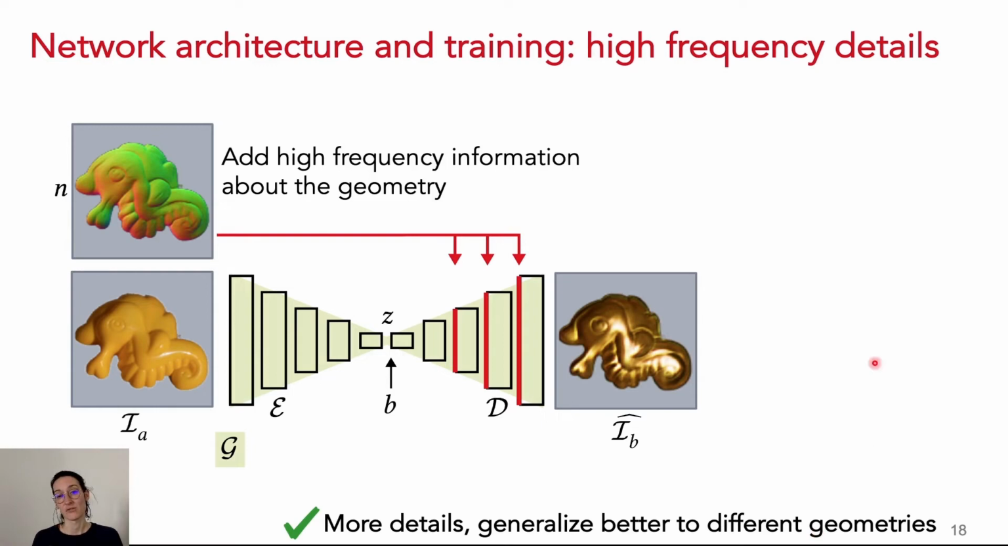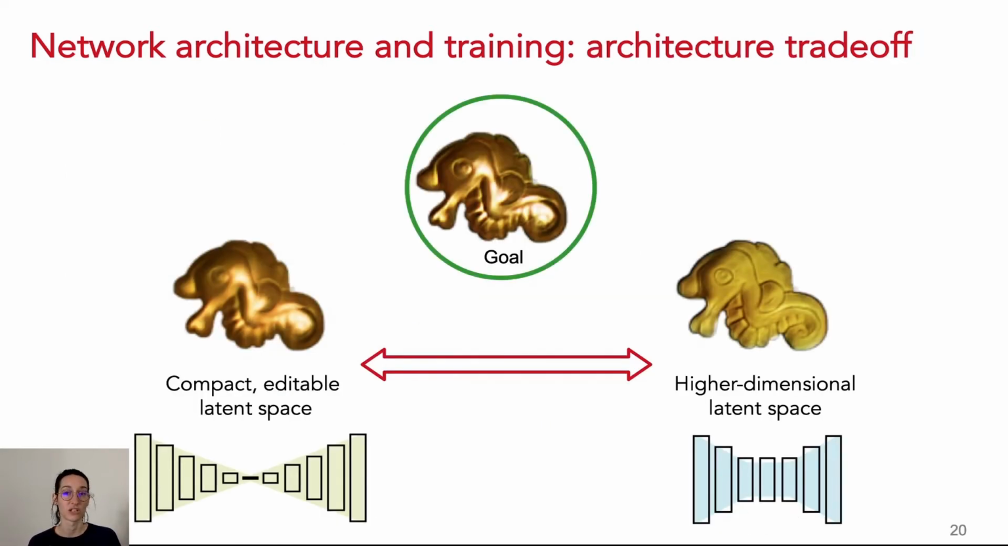Unfortunately, it is actually not enough to reach the image that I'm showing here. And this is because we also need to make a choice about the architecture of the network. Either we have a network that is deeper and that has a compact editable latent space, and that allows us to get this very nice change in appearance. Or we can have a shallower network that has a higher dimensional latent space that definitely allows us to keep more high frequency details about the image, but in which it is very complicated to have this change in appearance and to control the latent space.